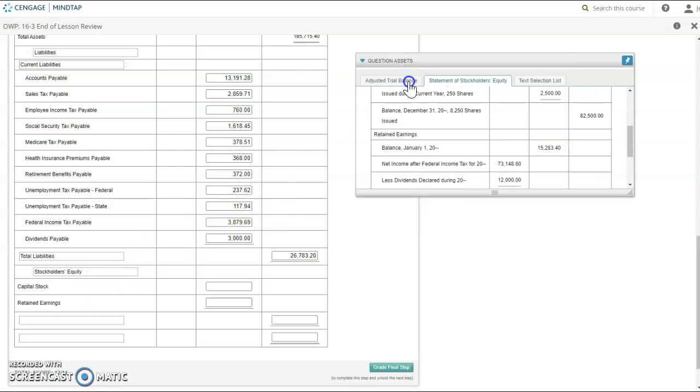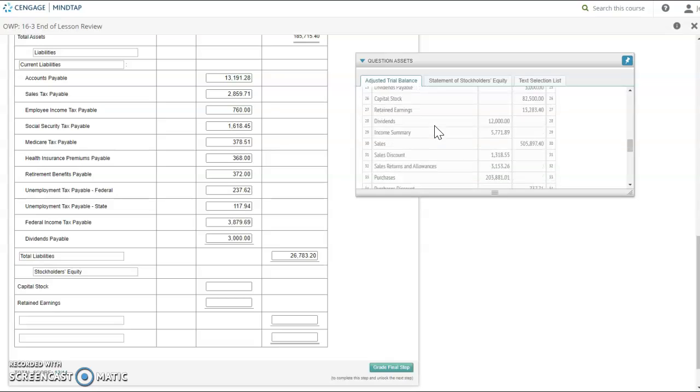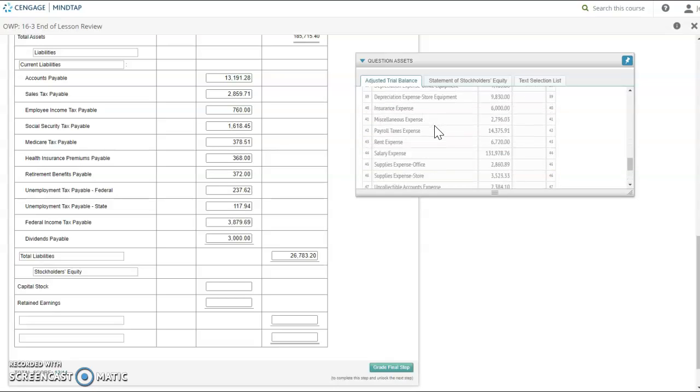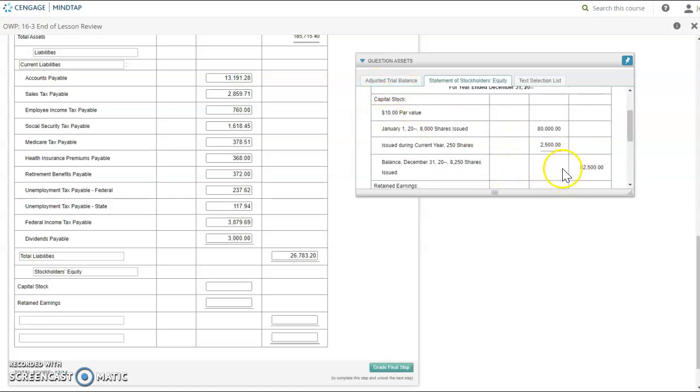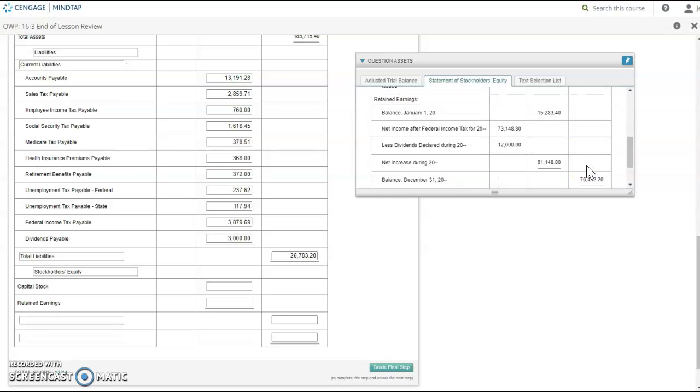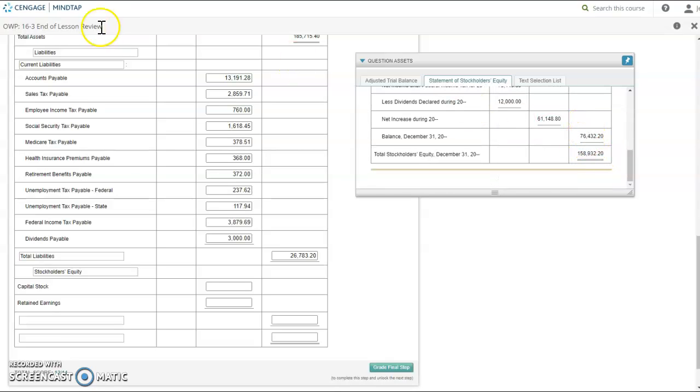Now, what's important here is that you don't take that information off your adjusted trial balance. You do need to take that off your statement of stockholders equity. So when I look here, here is going to be my capital stock number, and here is going to be my retained earnings. This is very, very important. I'm going to put in my label of total stockholders equity, and I'm going to put that total here. It should simply be the same number off of my statement of stockholders equity.